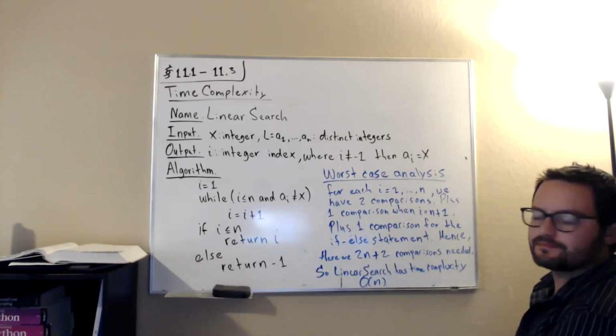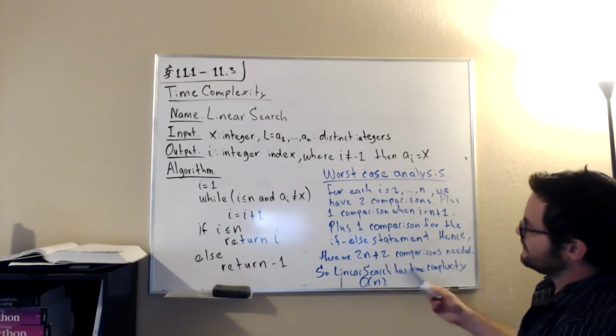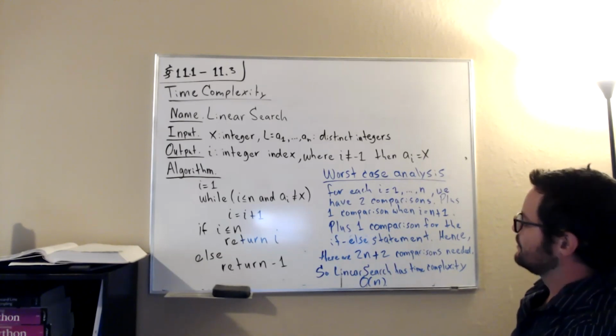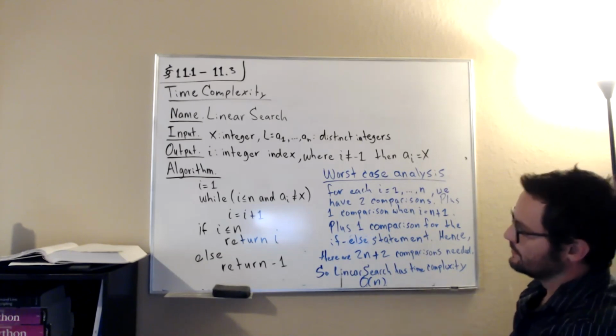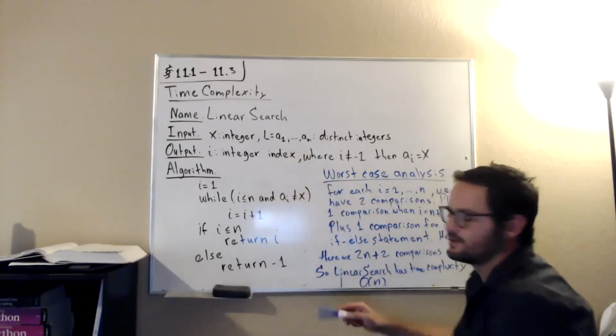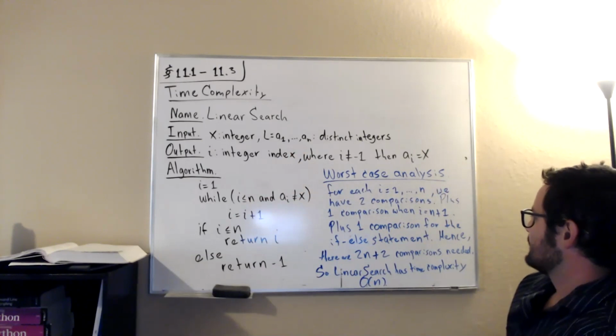So when you're measuring time complexity, more often than not you're going to look at the worst case scenario. Like the worst case was that X wasn't in the list and we had to exhaust every possibility.